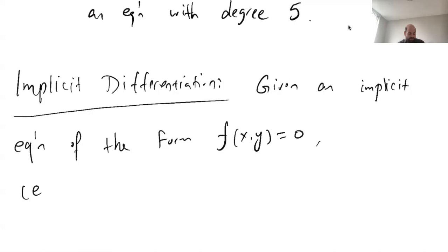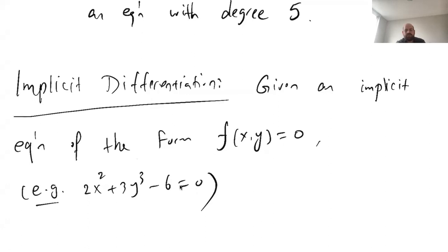So for example, 2x squared plus 3y cubed equals 6, or minus 6 equals 0. So instead of y equals a function of x, we have a function of x and y equals 0. Like I said, the function of x and y could be 2x squared plus 3y cubed minus 6 equals 0.